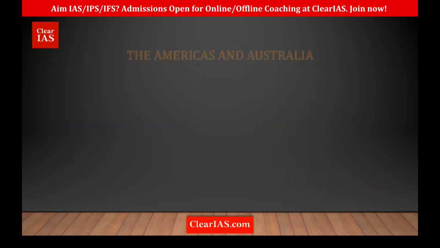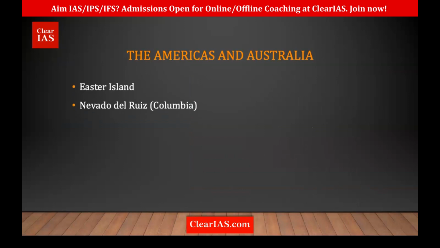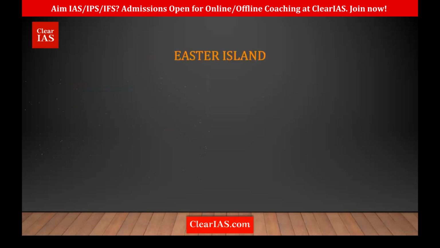Now we'll move on to the last few places, that is the Americas and Australia. So we'll quickly finish it. There is Easter Island, then Nevado del Ruiz, Colombia, then Macquarie Island. The first two are part of the Americas. The last one is part of what? The continent of Australia. Let's start with Easter Island.